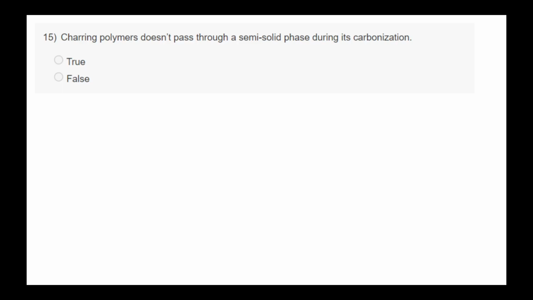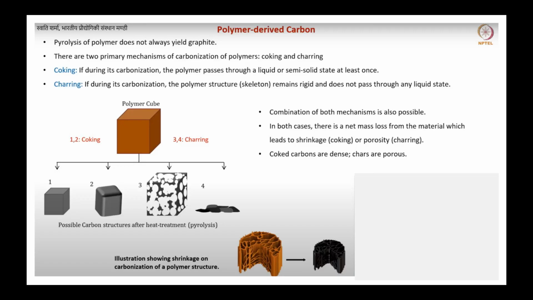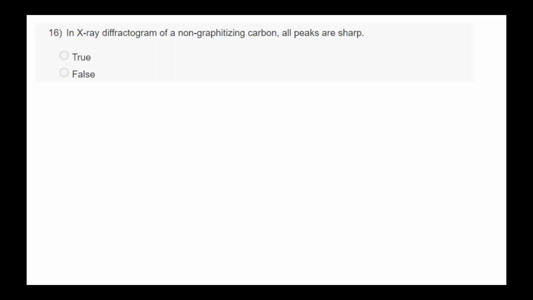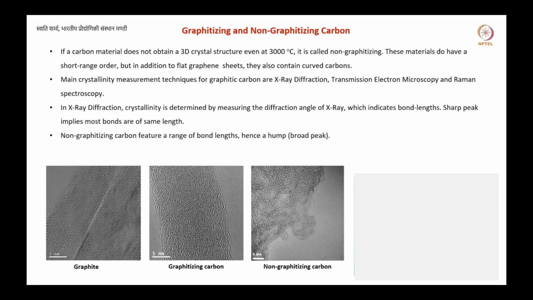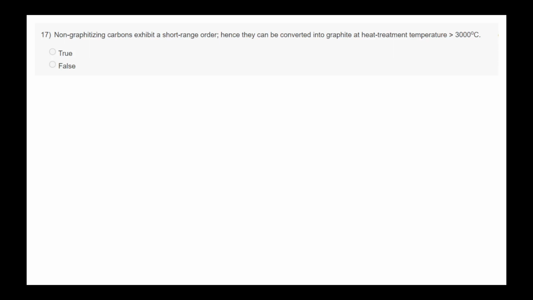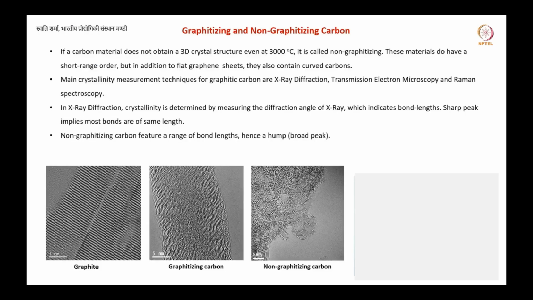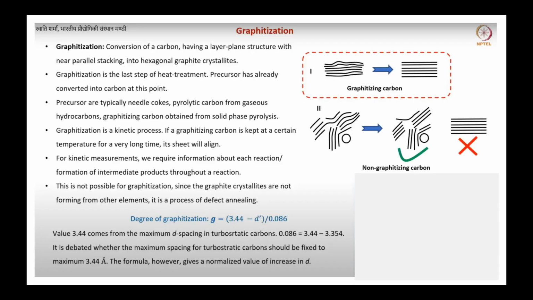Curing polymer doesn't pass through a semi-solid phase during its carbonization. Actually here you will get a porous structure, so that's why it is true. In the X-ray diffractogram of a non-graphitizing carbon, all peaks are sharp. Actually it is false, because in non-graphitizing carbon you will get an amorphous kind of structure, so you will get a hump kind of structure. Non-graphitizing carbons exhibit a short range order, hence they can be converted into graphite at heat treatment greater than 3000 degrees centigrade. Actually this is false.